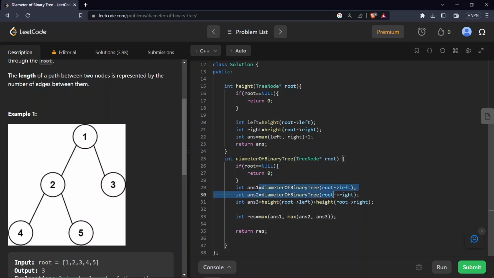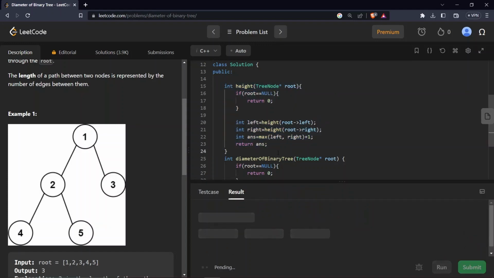One goes to the left subtree, one goes to the right subtree, and this one right here is a combination of both. Means we can just add the height of this subtree right here and the height of this subtree right here. So these are the 3 options we have, and our answer will be the maximum of these. Now this is the height function. If you have watched my previous video, which is about depth of a binary tree, you can find the solution over there. So yeah, now let's try to run this.